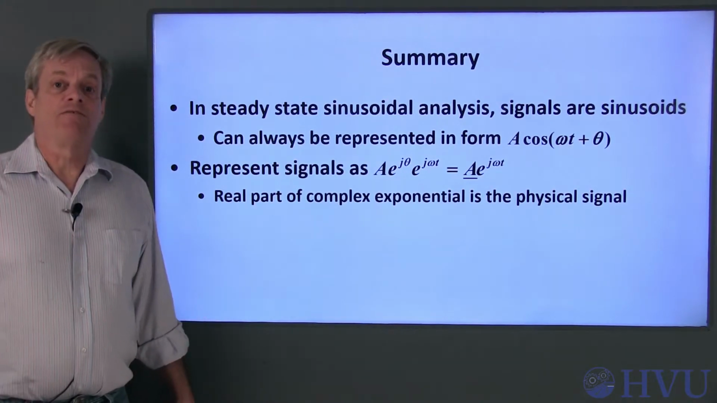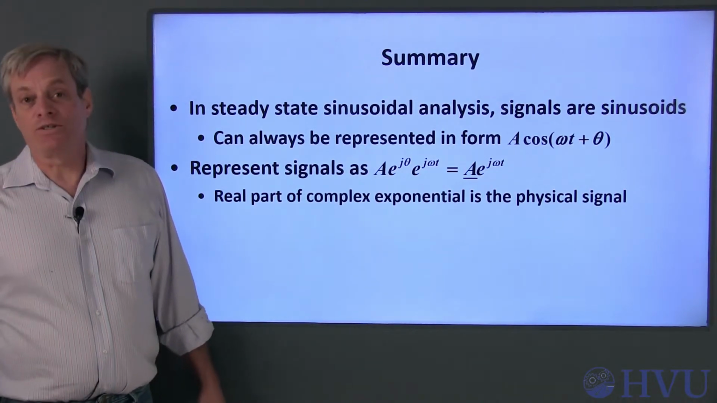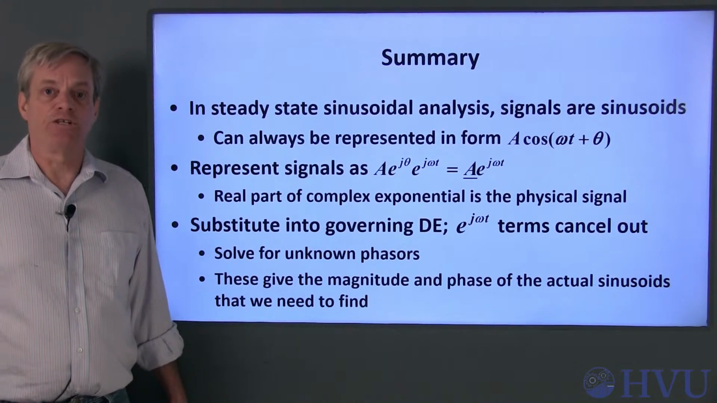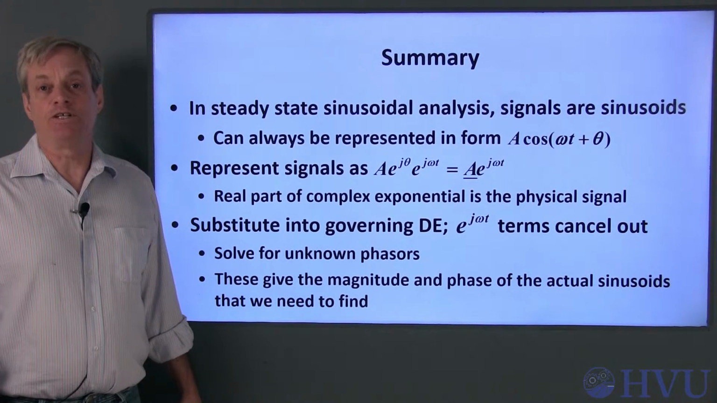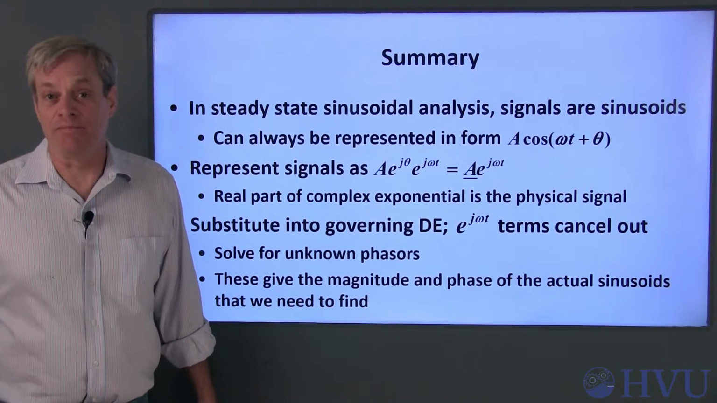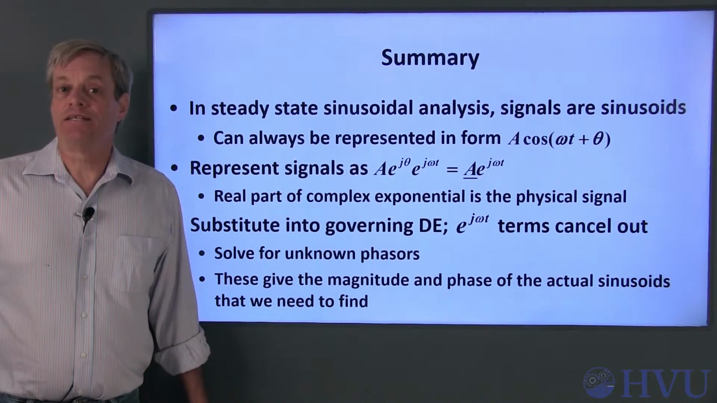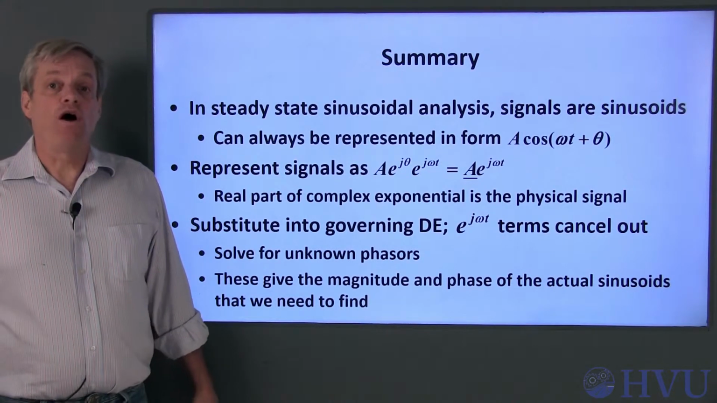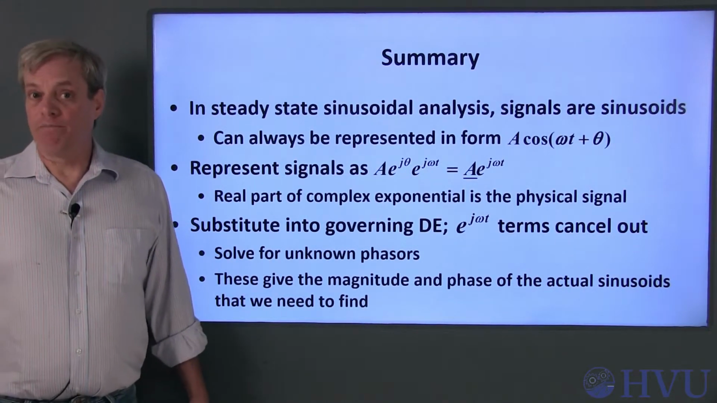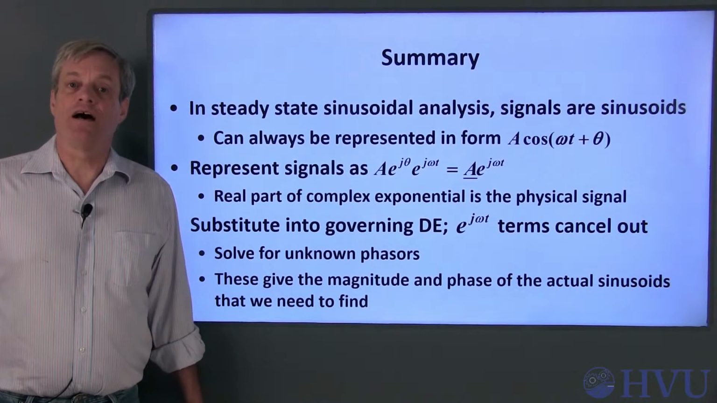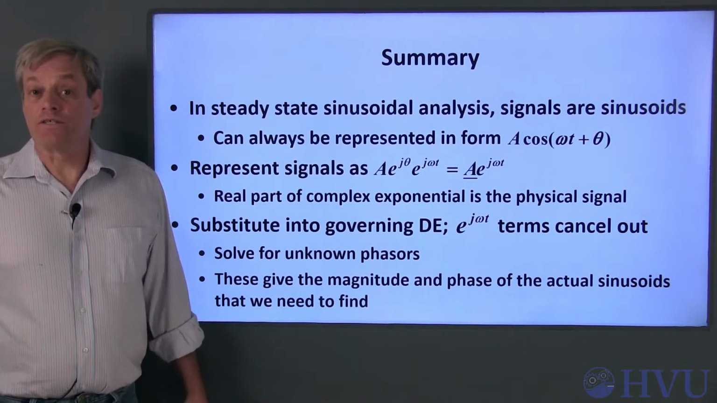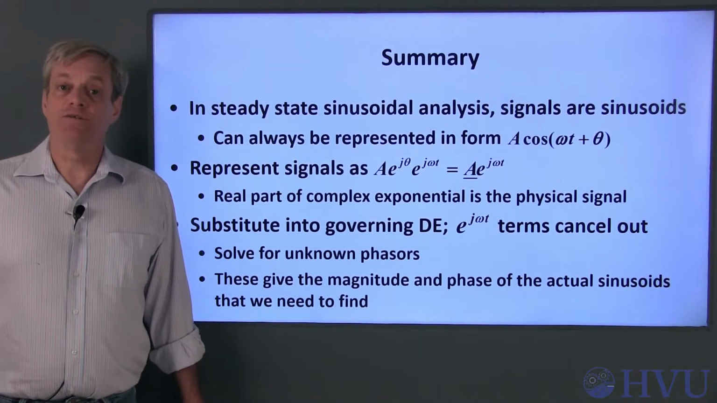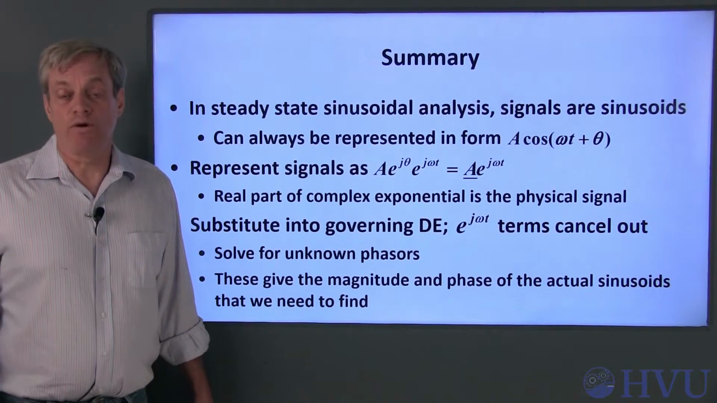The real part of the complex exponential is the physical signal we need. When we substitute the complex exponential terms into the governing differential equation for a linear system, the e to the j omega t terms will cancel out. The resulting equation is then no longer a function of time, and it'll be a purely algebraic equation with complex coefficients. We can solve this relationship for the unknown phasors, which gives us the magnitude and phase angle of the sinusoid that we want.